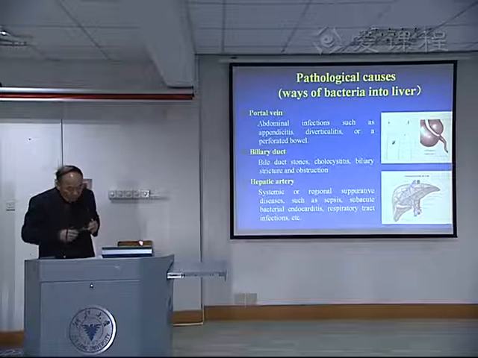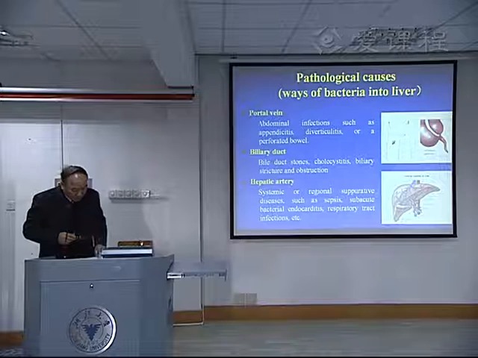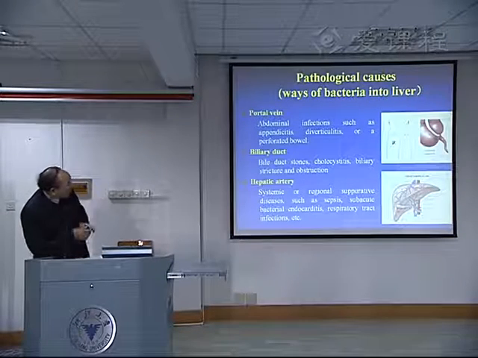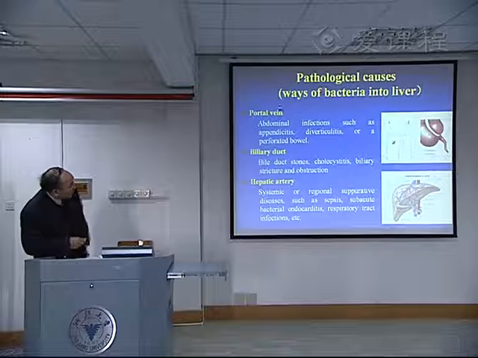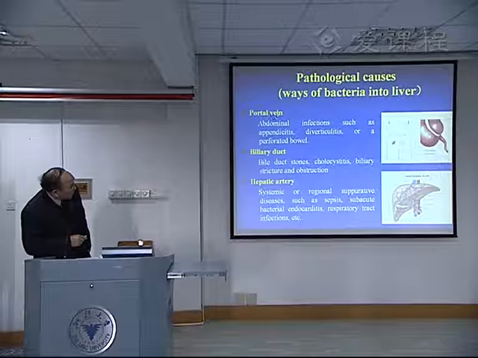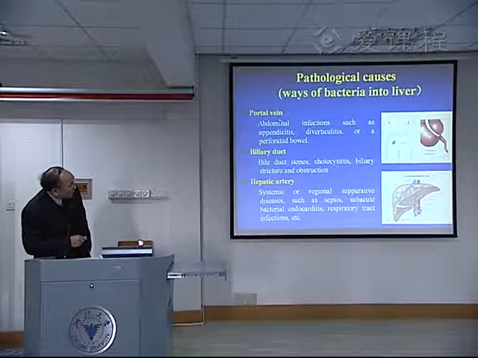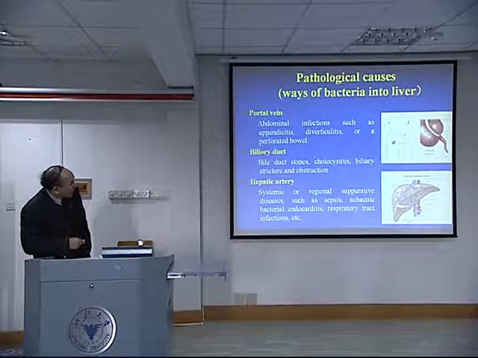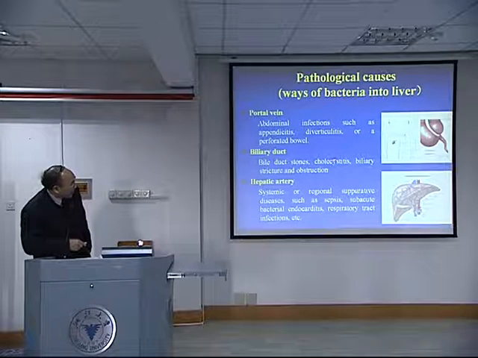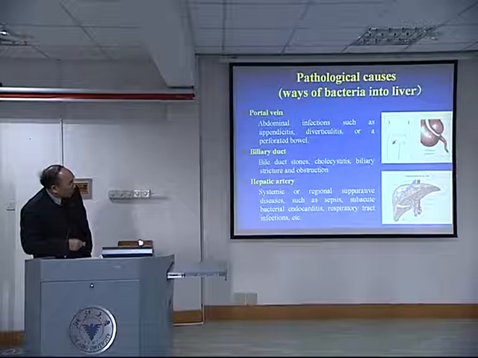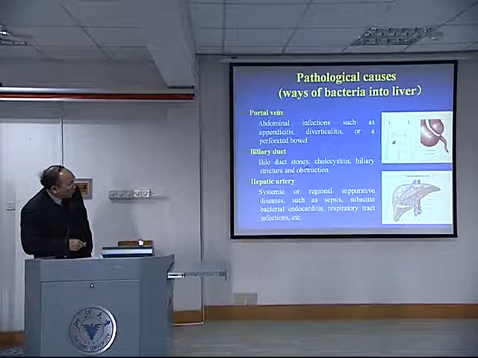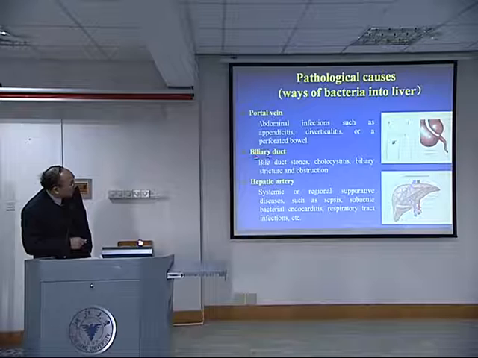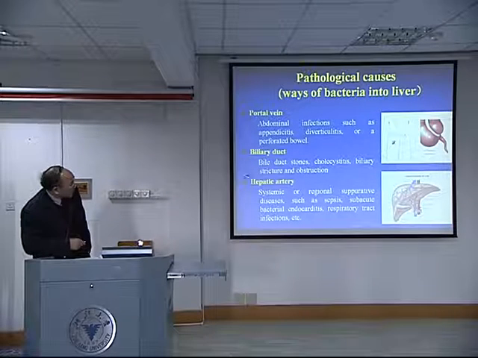Now the focus is pyogenic liver abscess, which is very common. As I said, the pathway is usually abdominal infection such as appendicitis. Another is the biliary tract, usually stone, cholecystitis and biliary tract stone obstruction. It is very common for a liver abscess to come from the biliary tract.